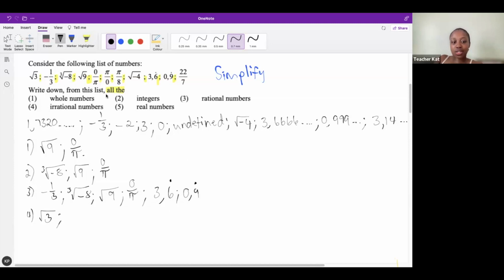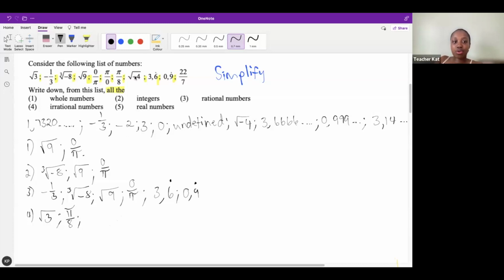Pi divided by 0, is that irrational? We already know pi divided by 8 is irrational, right? But what about pi divided by 0? Ofani says no. Okay, what is it if it's not irrational? We call it undefined, meaning it is not defined. We do not have a definition for it yet.